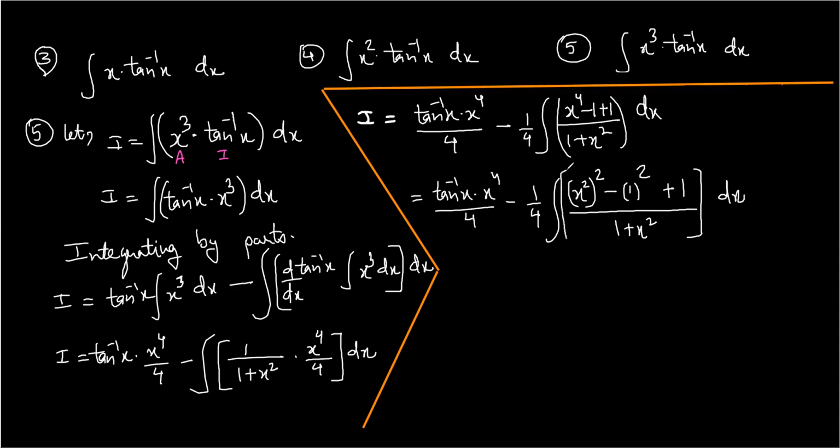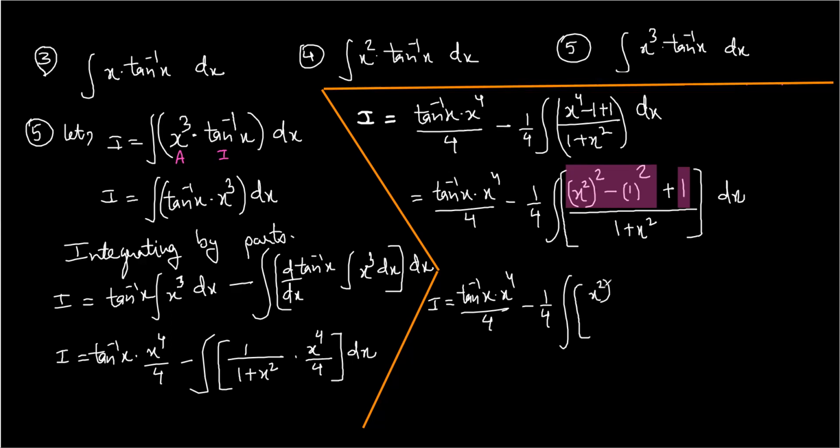So the next step I write is I split the denominator. And how do I do it? I write this upon 1 plus x square and 1 upon 1 plus x square. I split the denominator. So when I split it, I get I equals to tan inverse of x into x raised to 4 upon 4 minus 1 upon 4, and now I split the denominator. So I have x square square minus 1 square upon 1 plus x square plus 1 upon 1 plus x square. So right now what's going on? Transformation is going on.